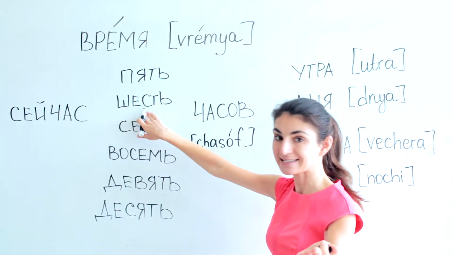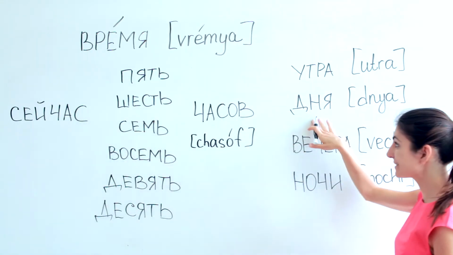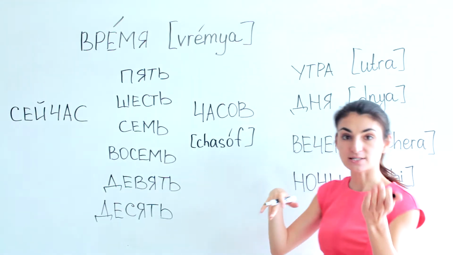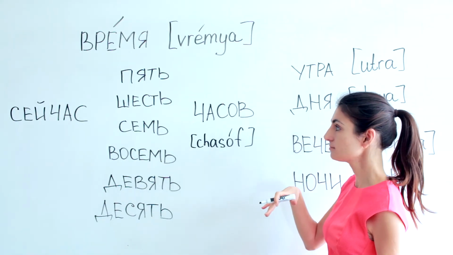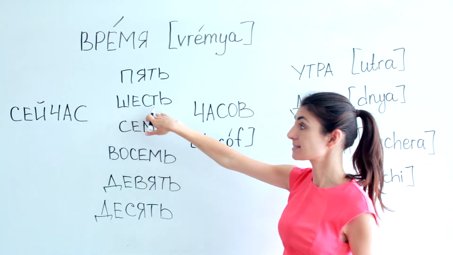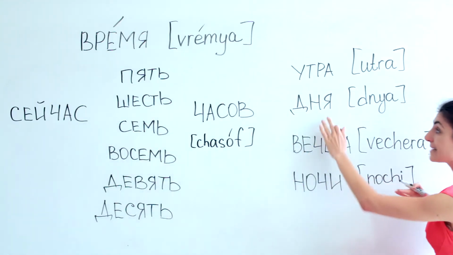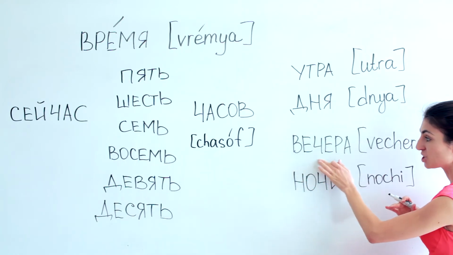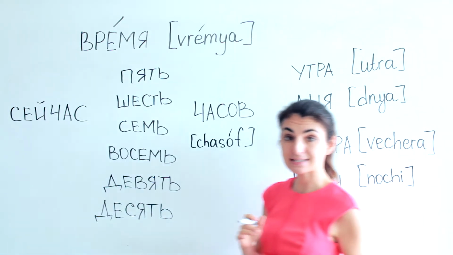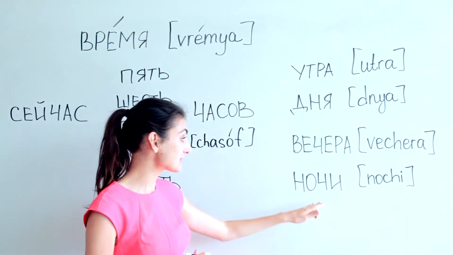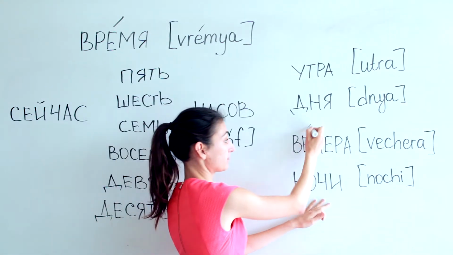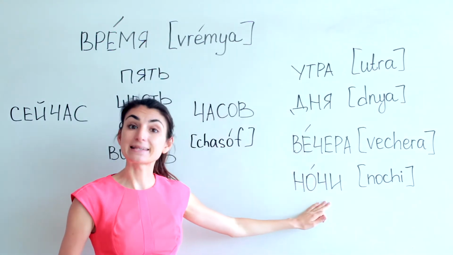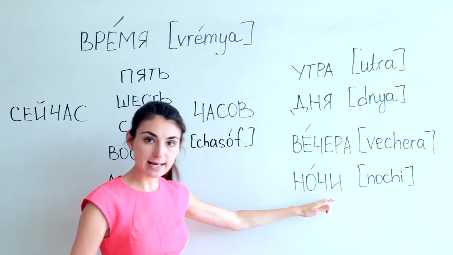Сейчас 6 часов дня. Translation. Now it is 6 o'clock in the daytime. Okay, we also have вечера. Вечера means in the evening. And ночи means at night. Please write it out.